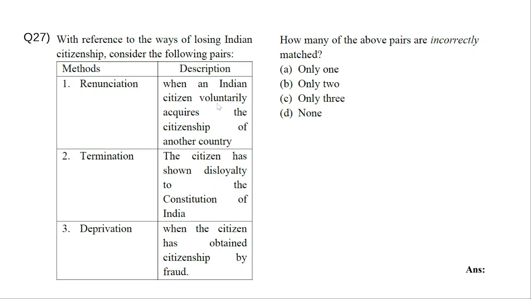Renunciation, when an Indian citizen voluntarily acquires the citizenship of another country. Now that is not renunciation. Renunciation means when a citizen of India who is of full age and capacity makes and registers a declaration renouncing his Indian citizenship. So it is not about acquiring another country's citizenship. It is about giving away your citizenship. So you are of age, let's say 18 years, and you are not of unsound mind or anything. You are completely healthy mentally and physically, and you make a declaration that I am renouncing my Indian citizenship. That is called renunciation.